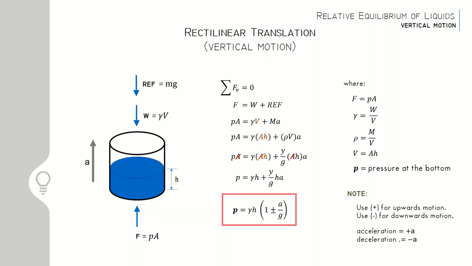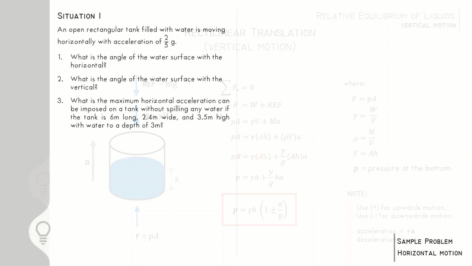Note that we will have to use the plus if the motion is upward and minus if the motion is downward. In addition, acceleration is positive A and deceleration is negative acceleration. Now that we know the formula, let's have some examples.